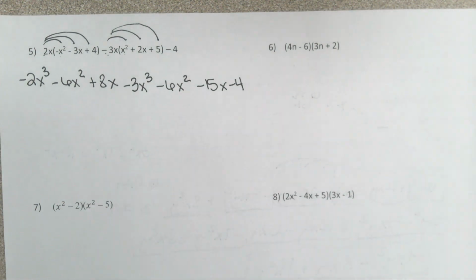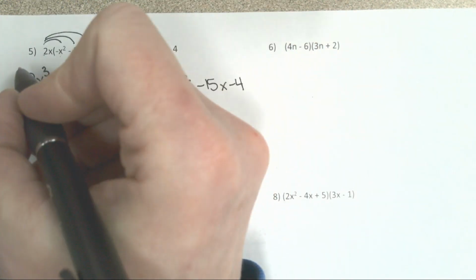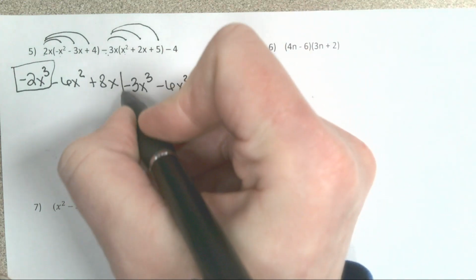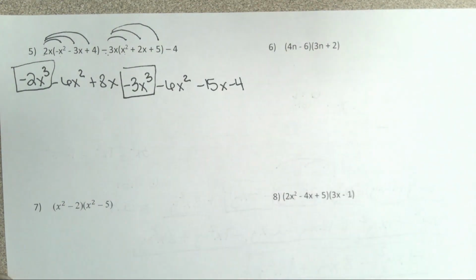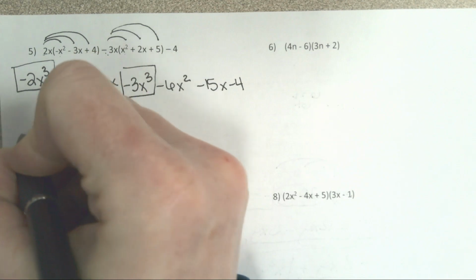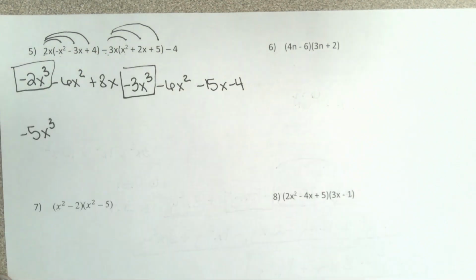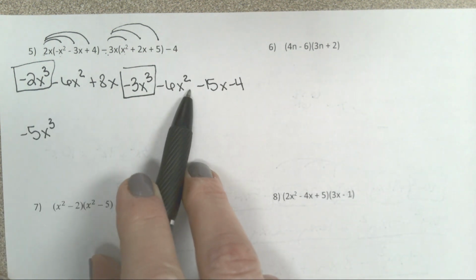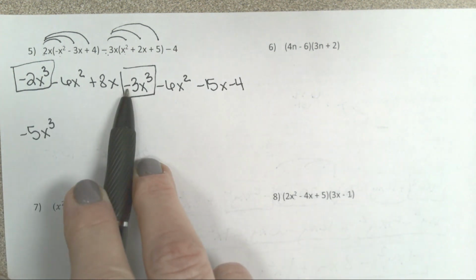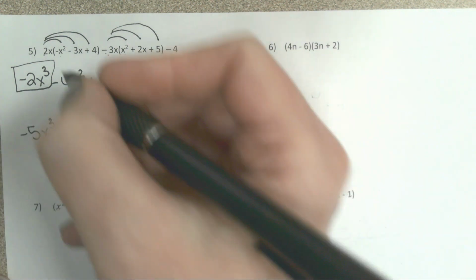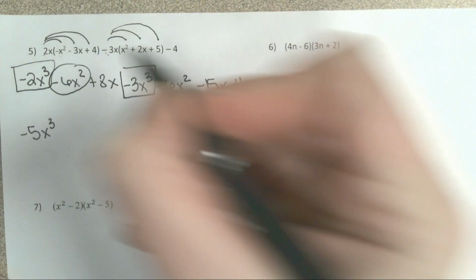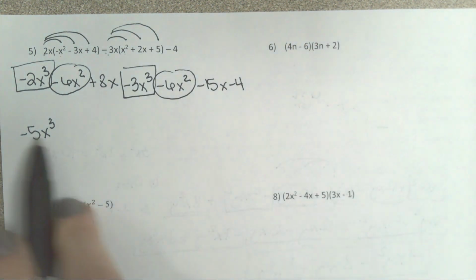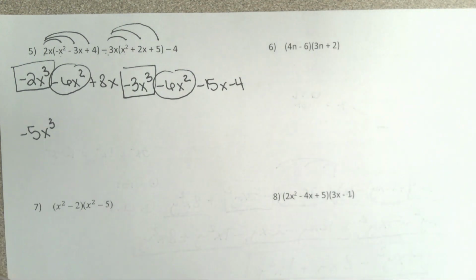Now I need to go through and combine all my like terms. So I have a negative 2x to the third and a negative 3x to the third. You add your coefficients, and that adds up to negative 5x to the third. So as I'm combining like terms, I glance first and I see what has the biggest exponent, and then I do them first, and then I just go in descending order by exponents, and then that's how everything just ends up in standard form in the fewest steps possible.